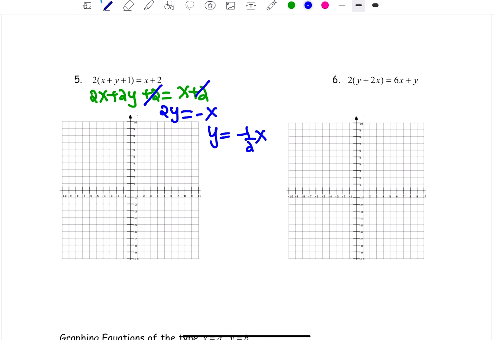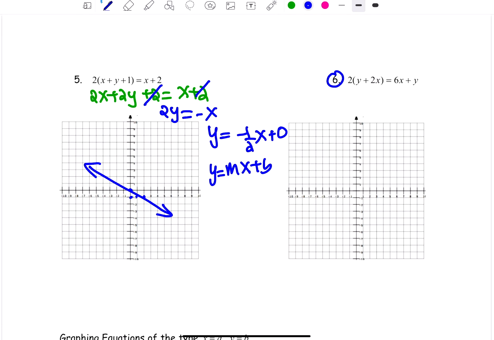Again, it's easier to use slope-intercept form here. Start with 0, because we can always add a 0 here. And the y-intercept, if we compare to mx plus b, the b will be 0. Now the rise is -1, so go down 1 and over 2, and that's how the graph of this equation will look. Again, we have a negative slope here.